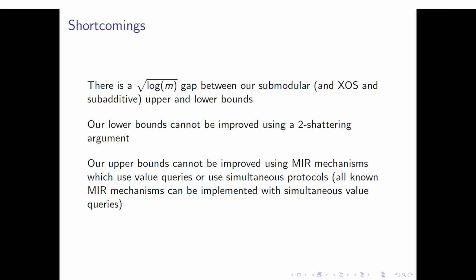So that was a brief excursion into the submodular lower bound. One thing that I want to highlight is that, unlike our tight bounds for general evaluations, there is a root log m gap between our submodular upper and lower bounds. We have constructed examples that show it's impossible to improve the lower bound using the same kind of two-shattering argument that we used. And not only that, but every known MIR mechanism can be implemented with simultaneous value queries. We also show that any MIR mechanism which uses either value queries or a simultaneous protocol cannot beat our MIR mechanisms.